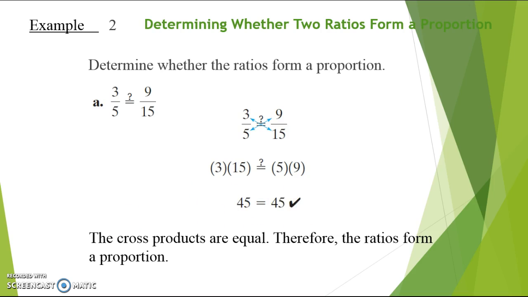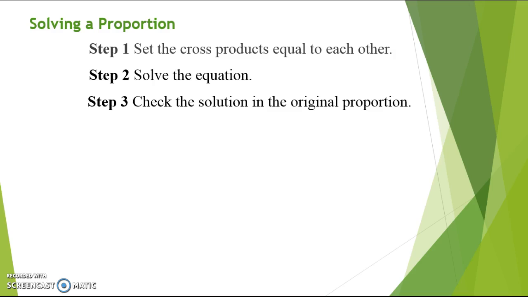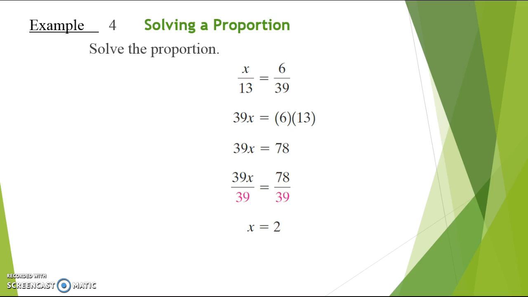So the converse of that is using that idea to solve a proportion. We're going to set those cross products equal to each other and then find the missing piece. That's how we solve a proportion. And here's an example. We have a missing piece on top: X over 13 equals 6 over 39. So we're going to cross multiply. You're going to multiply the things catty corner from each other. So X times 39 is going to equal 6 times 13. Once you do that multiplication, 6 times 13 is 78.